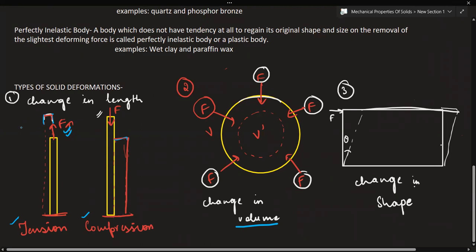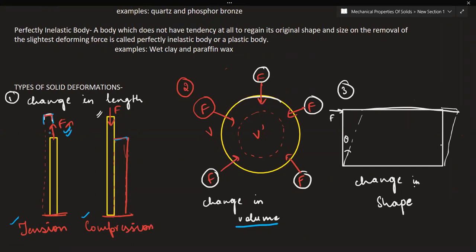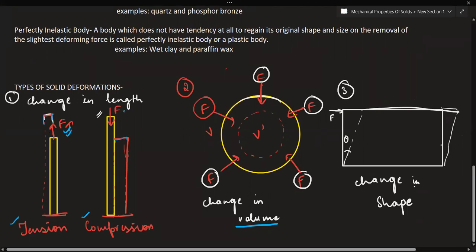So see the first one. There can be a change in length produced because of the respective deforming force. This example we have seen just now, that wire example, where the length was increased. Why? Because of the deforming force that has been applied. The gravitational force acted as the deforming force. So there can be a change in length.